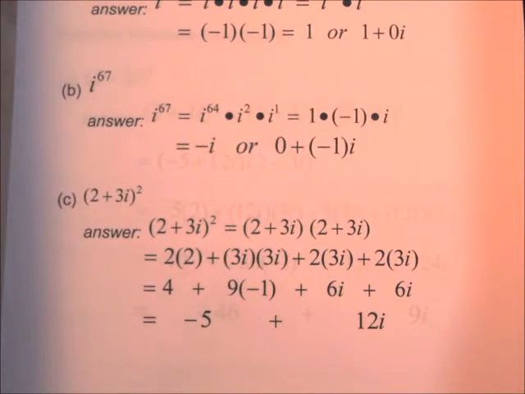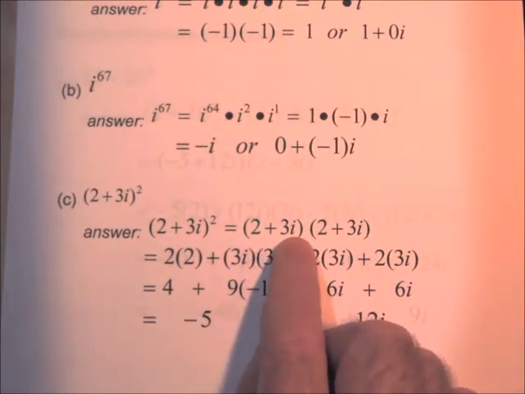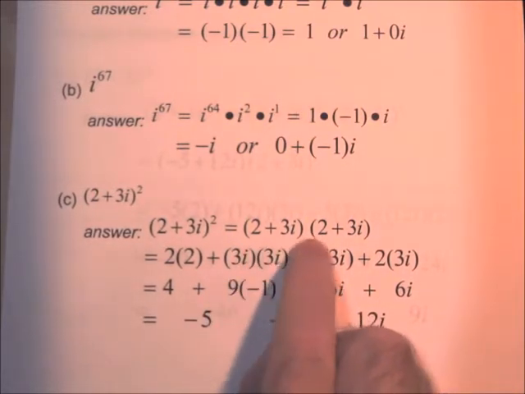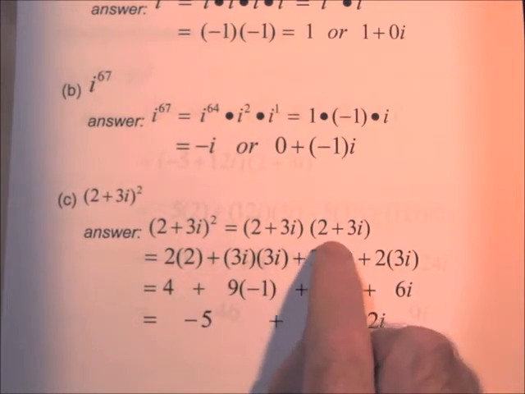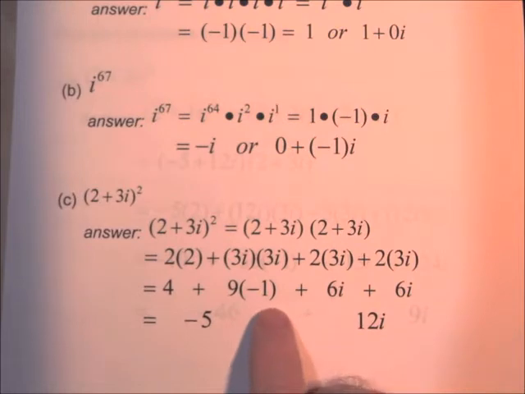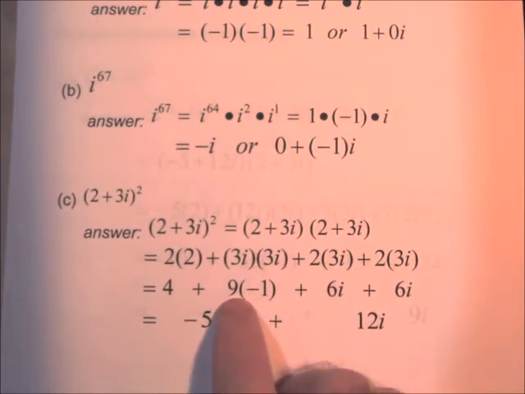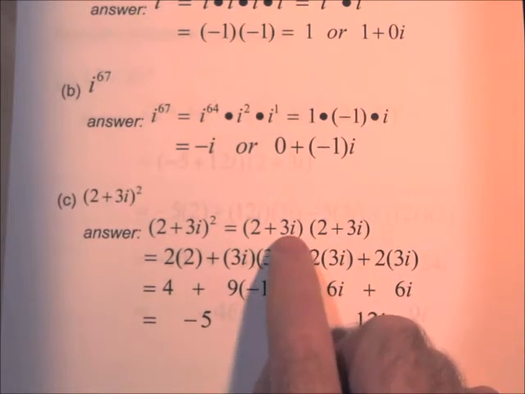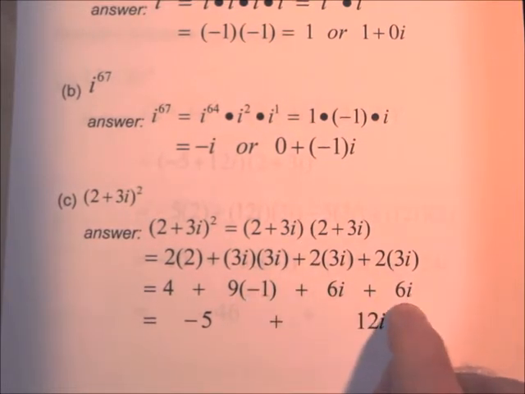2 plus 3i quantity squared. It means 2 plus 3i times the quantity 2 plus 3i. We can expand this with the FOIL method. First times first, 2 times 2 is 4. The last times last, 3i times 3i is 9i squared, which is 9 times negative 1. The outer, 2 times 3i is 6i. Inner, 3i times 2, which is also 6i.